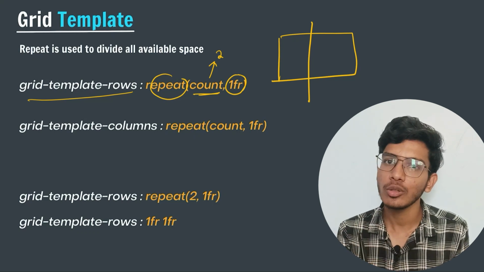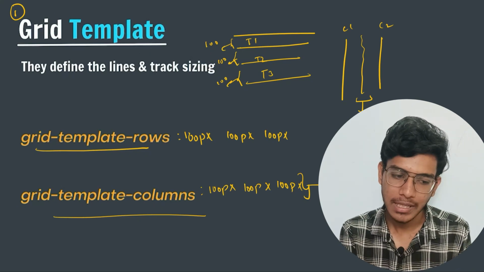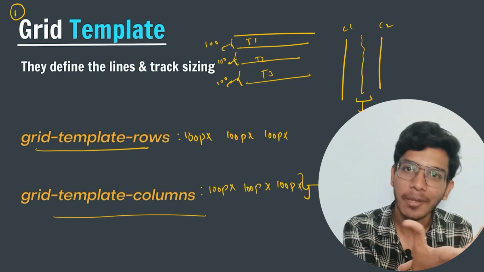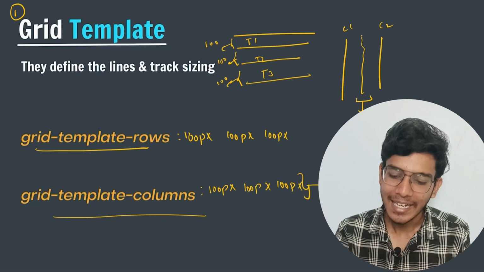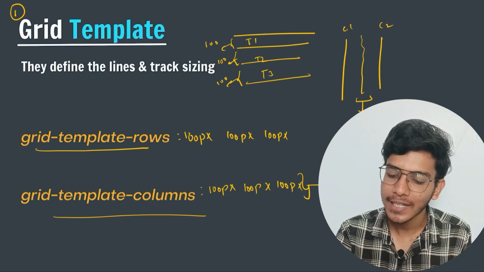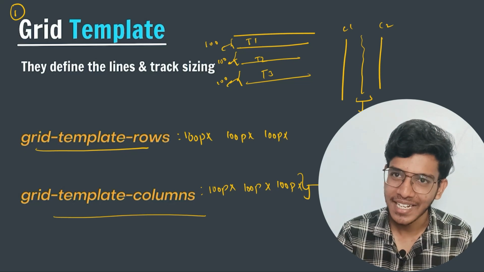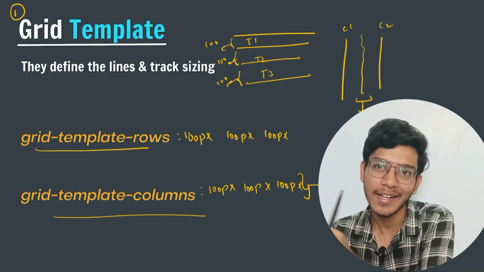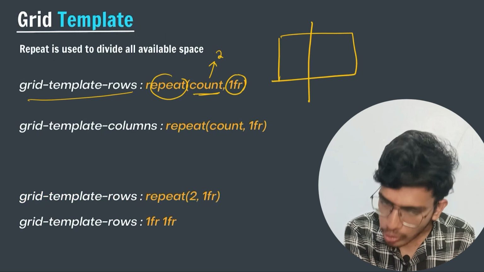Like this, you can use this shorthand property. In the previous property, which is basically the same, we are giving tracks separately: 100 pixel, 100 pixel, 100 pixel. Now my question is, let's say that you want to create 100 vertical tracks. So are you going to give 100 as 100 times? No. What you will do is use shorthand here.